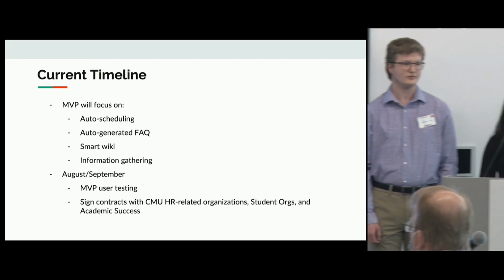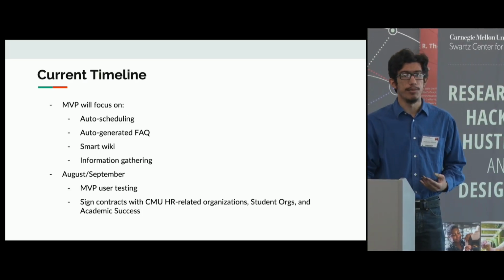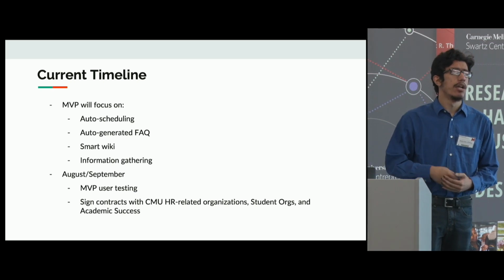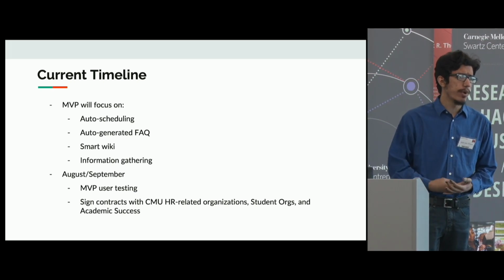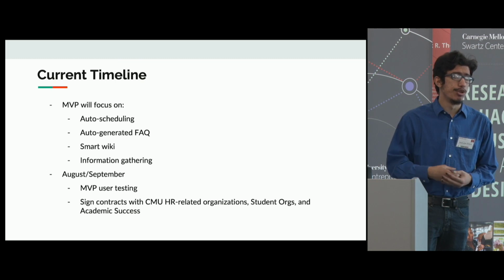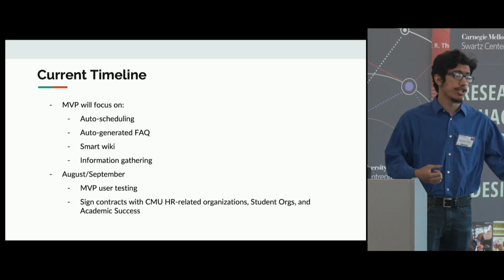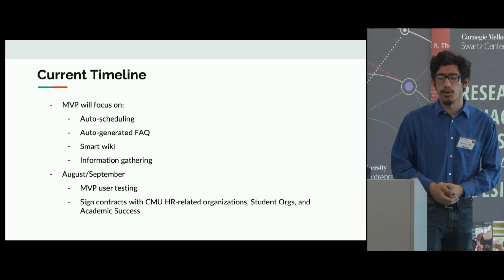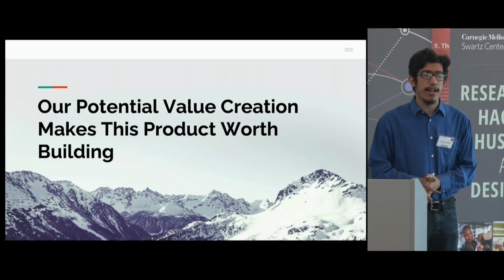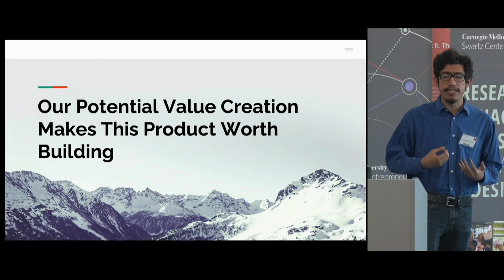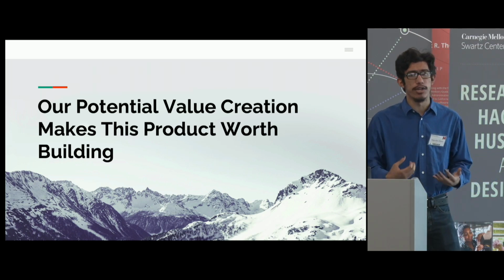Our next steps are to develop a minimum viable product for Mycelium. We hope to develop capabilities for automatic scheduling, maintaining a smart wiki, and using information to improve accuracy over the summer, and then by August and September, we hope to start letting users test our MVP and start signing contracts with local organizations. By creating constant connection without constant attention, Mycelium's potential value creation makes our product worth building.